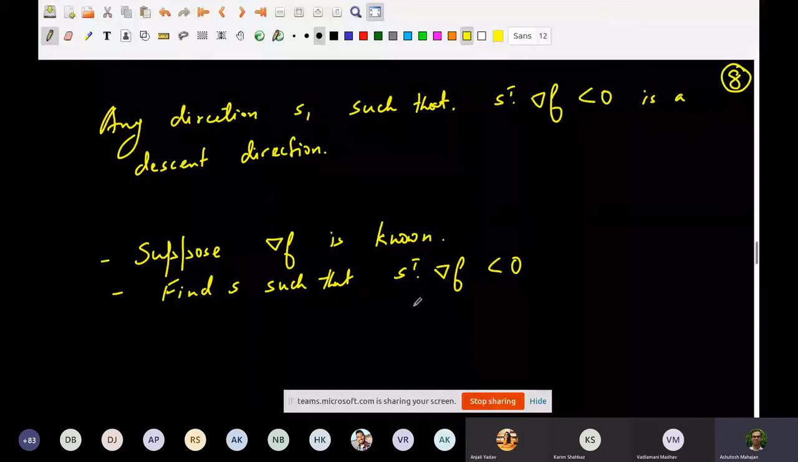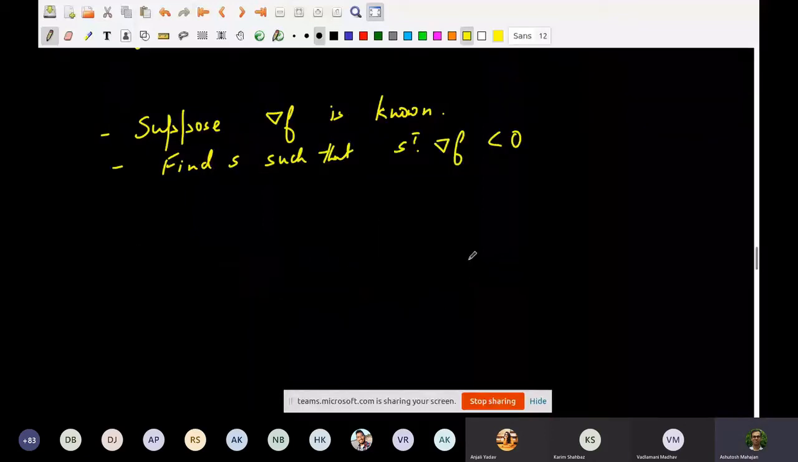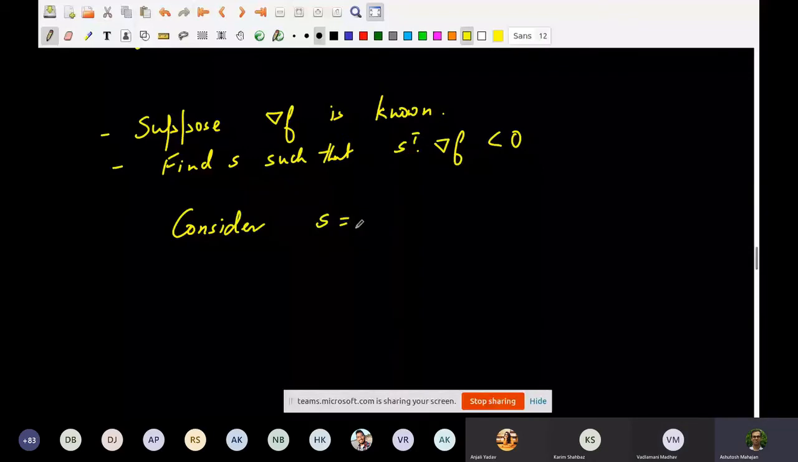Where S transpose grad f becomes -1, that is the direction where there would be maximum decrease in the function, should it be that one? Right. So either you can look at the individual components of grad f, and based on the sign you can select S. But one sure shot S where you don't have to look anywhere is opposite to the gradient vector. Who said that? Madhav. Okay. So Madhav says consider S equal to minus of gradient of f.